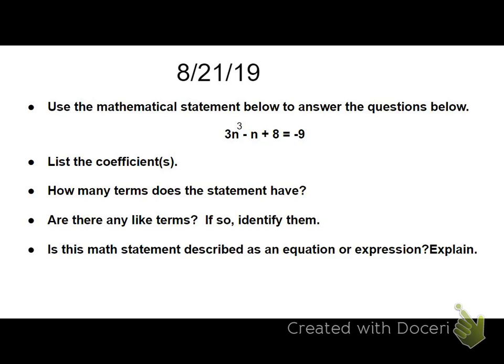So the first item that we're going to do is list the coefficient or coefficients. Before we can just basically list the coefficient or coefficients, we have to know what coefficient means. Who can tell me what a coefficient is? Dylan? Number used to multiply a variable. A number used to multiply a variable. So what are my coefficients in this mathematical statement?